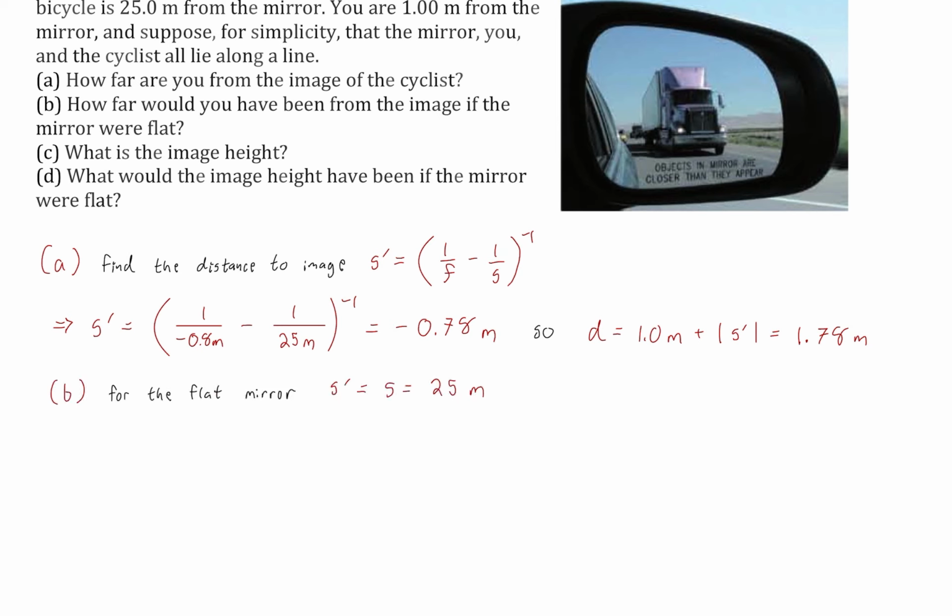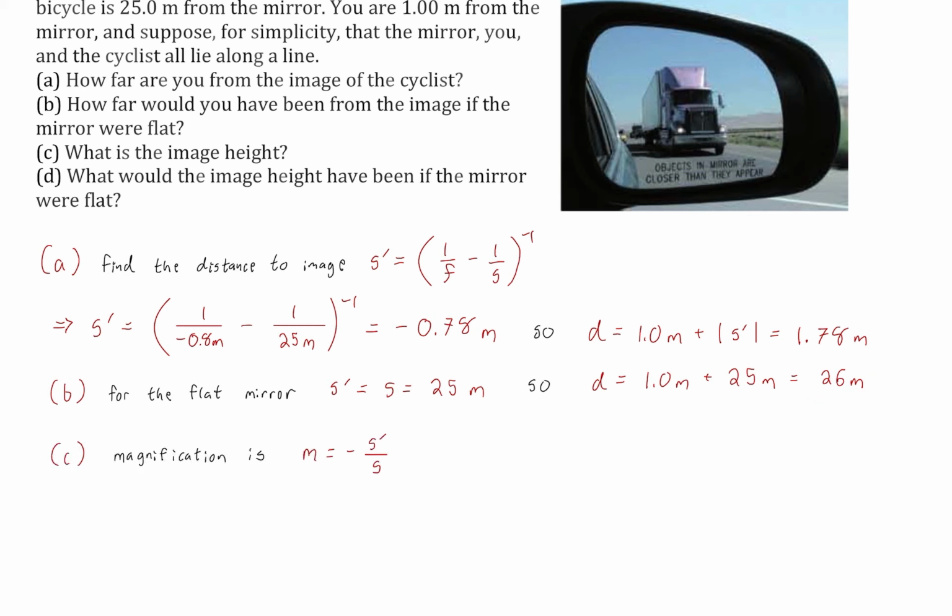For B, the flat mirror, the image distance has to equal the object distance, so it's 25 meters. Well, that's a lot bigger, all right? And that means the distance from the passenger to the image is 26 meters. Dramatic difference. And then let's think about the magnification.